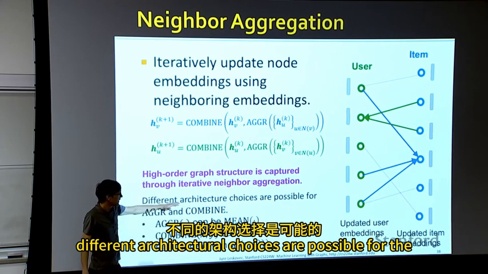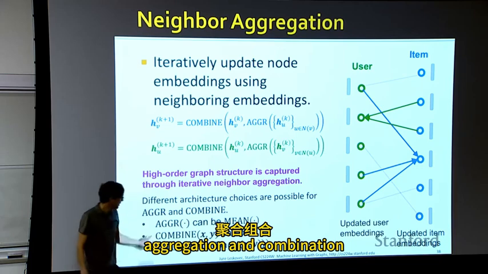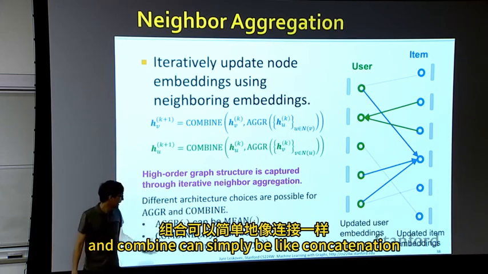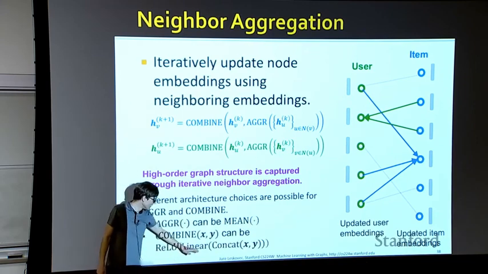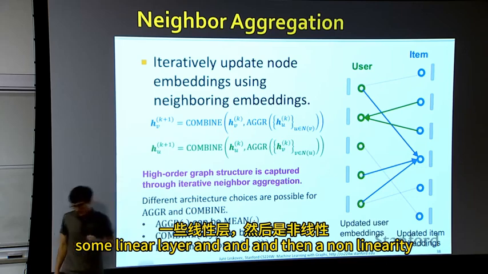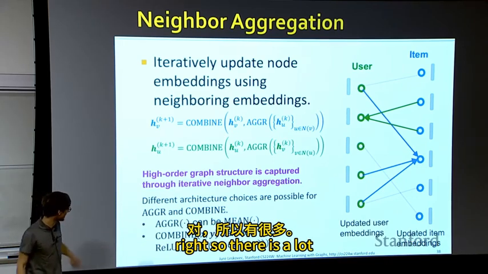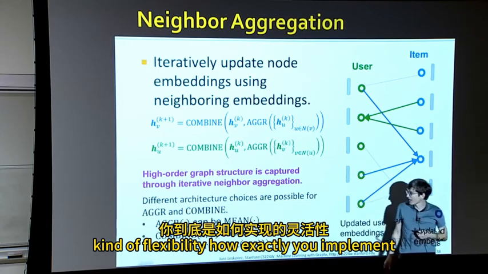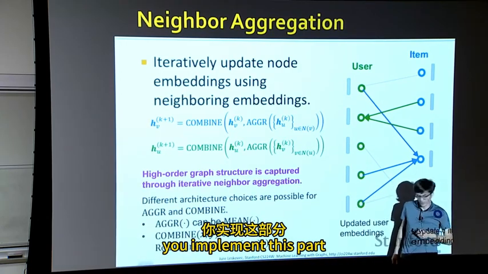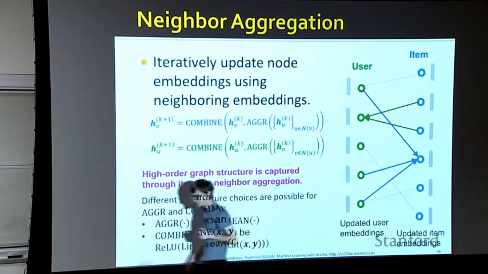And different architectural choices are possible for the aggregation and combination. Aggregation could be mean, and combine can simply be concatenation and some linear layer and then a non-linearity, right? So there's a lot of flexibility in how exactly you implement this part.